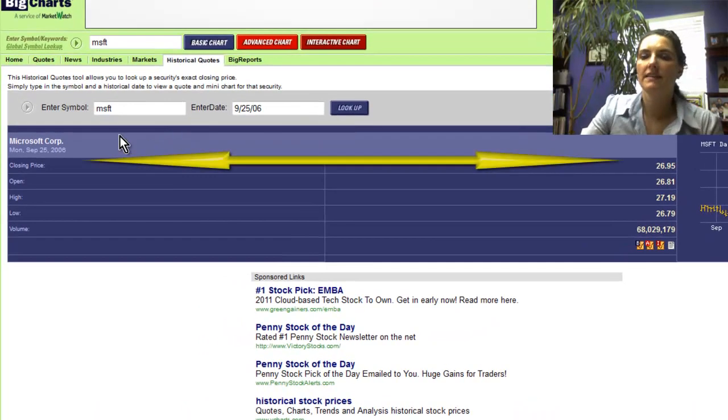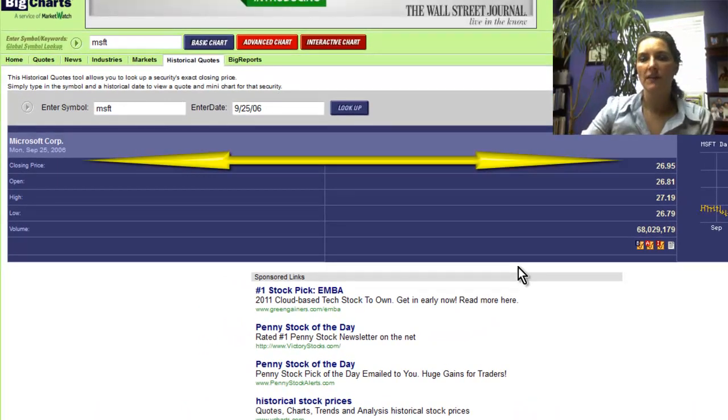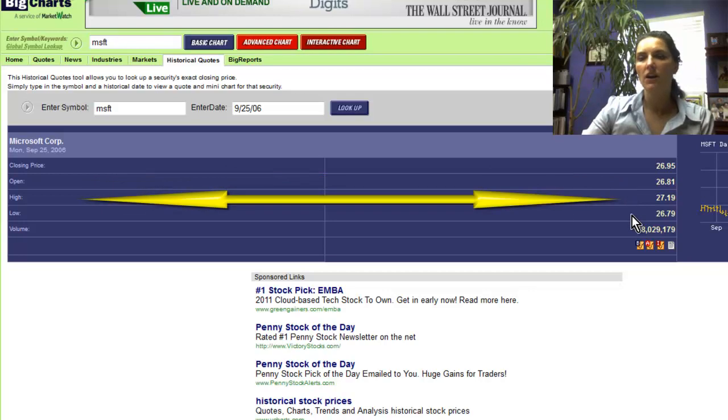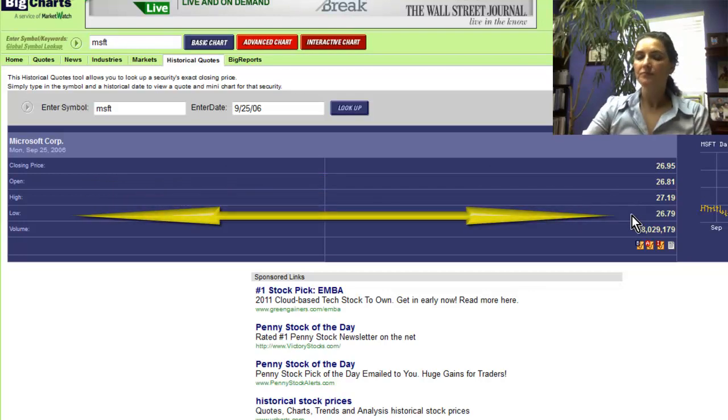And here we have it. We can see that Dell stock on 9/25/06 had a closing price of $26.95, an open of $26.81, a high of $27.19, a low of $26.79.